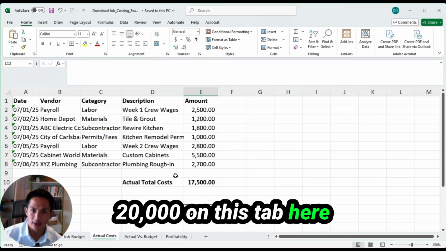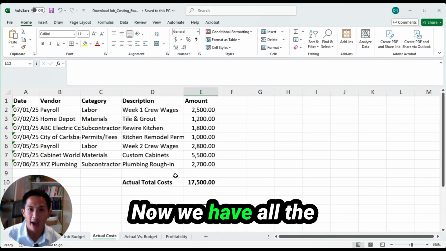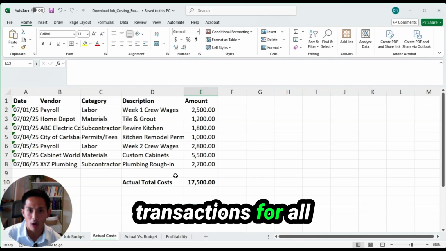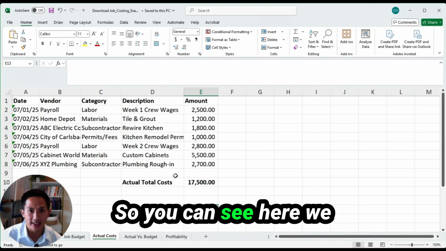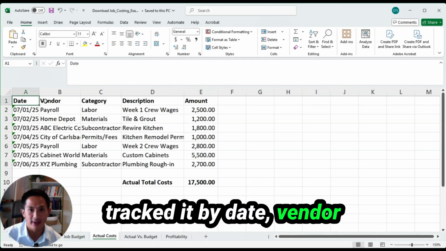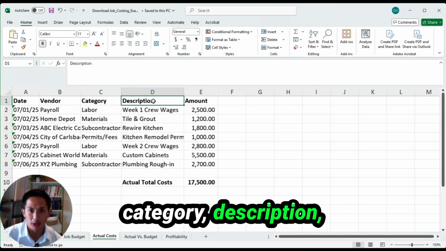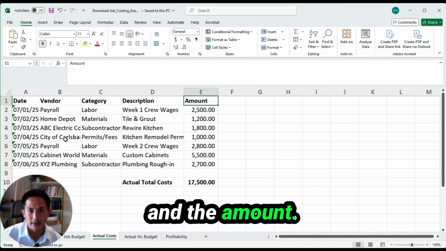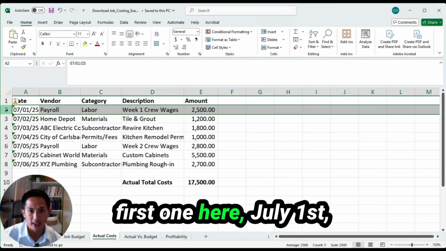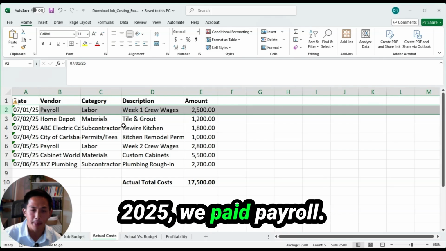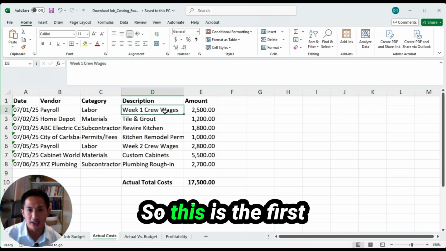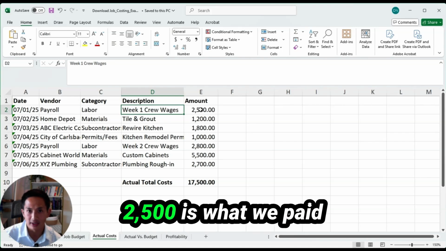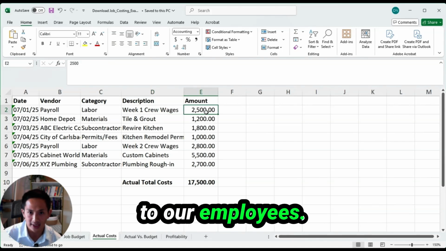On this tab here, we've completed the job, and now we have all the transactions for all the expenses that we incurred during the job. So you can see here, we tracked it by date, vendor, category, description, and the amount. So for example, this first one here, July 1st, 2025, we paid payroll. These are employees under the company. This is the first week of the job. $2,500 is what we paid to our employees.